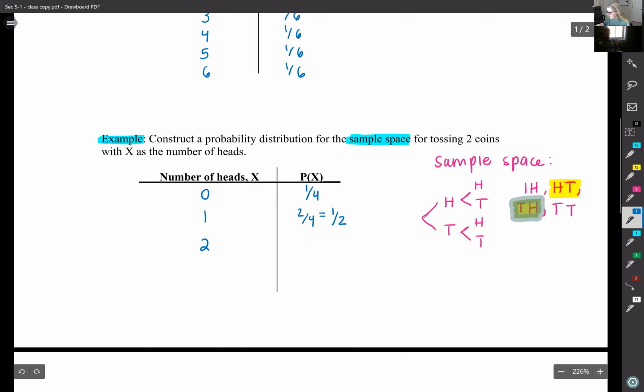And then lastly, oh, I think I erased the top of my letters. No, that's supposed to be heads, heads. There we go. So lastly, we have the option of 2 heads. There's only 1 thing that satisfies that, and that's heads, heads. So that's 1 out of 4 things in my sample space, which means its probability is 1/4.